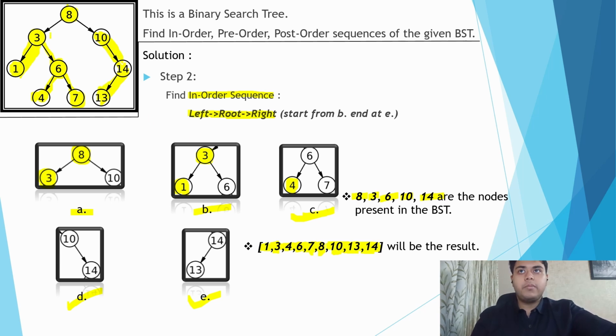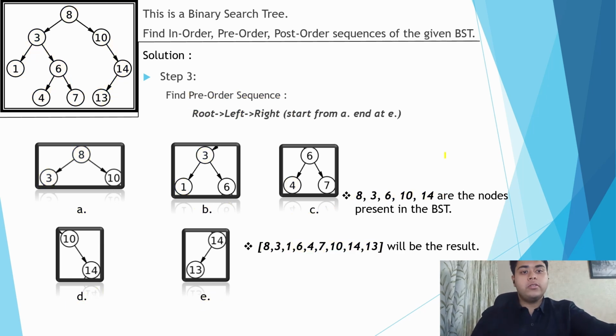That means it completed the left first, then it came to 8, which is the root, then it went to right, which is the rightmost node. First left, then root, then right. That means the in-order sequence is now complete, and we got the answer of the first question.